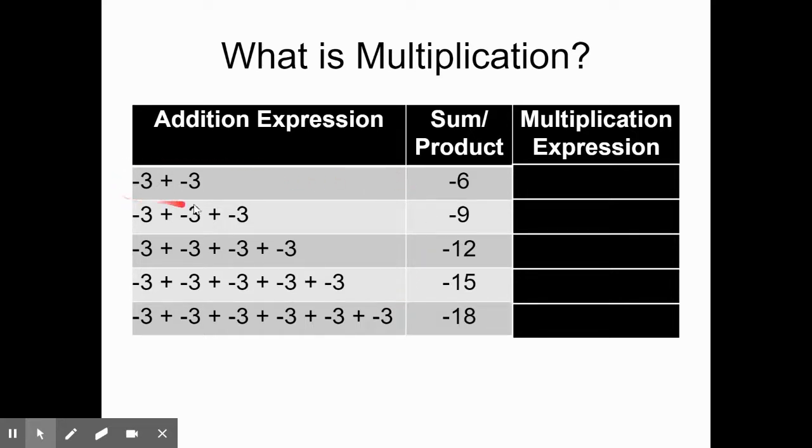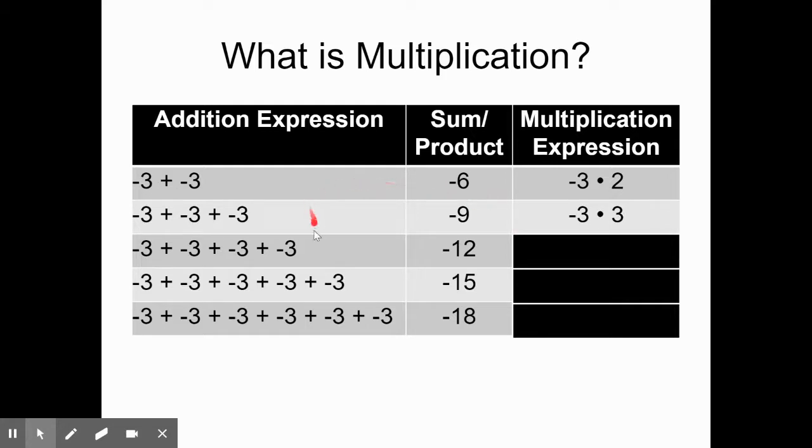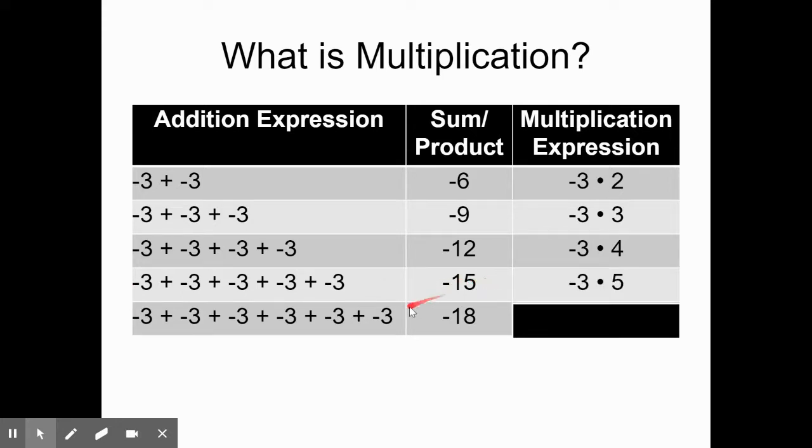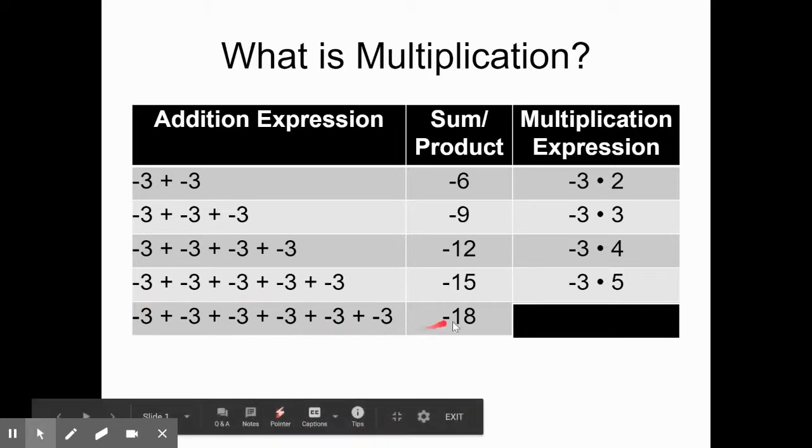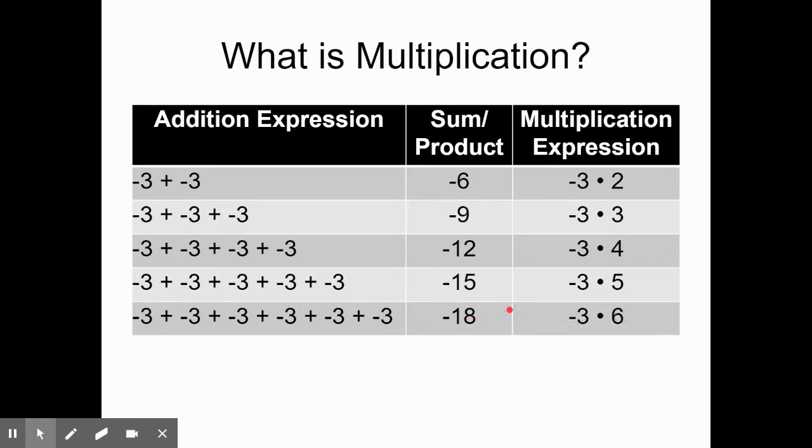So now if I rewrite these addition expressions as multiplication expressions, the first one would be -3 times 2. And -3 times 2 is -6. And the next one would be -3 times 3. And -3 times 3 is -9. And then the next one would be -3 times 4, which would be -12. And then the next would be -3 times 5, which would be -15, and finally -3 times 6, which would be -18.